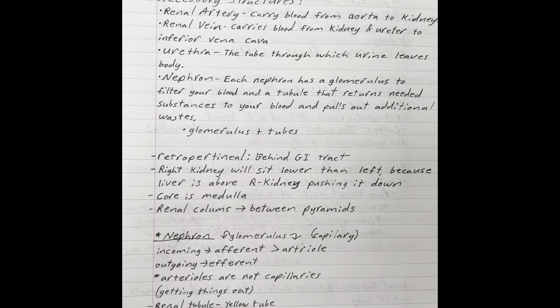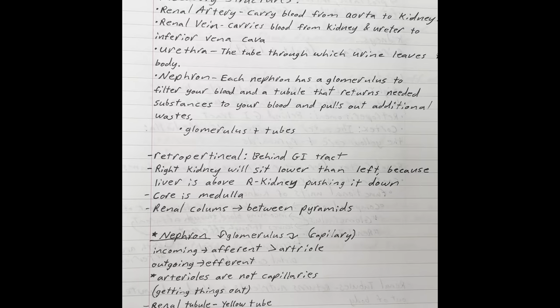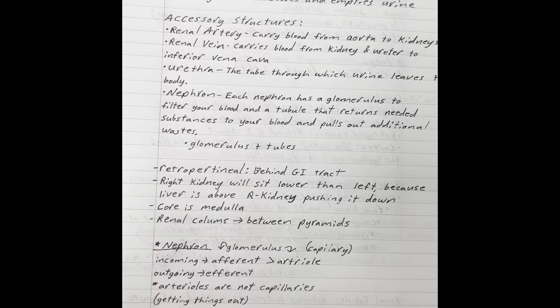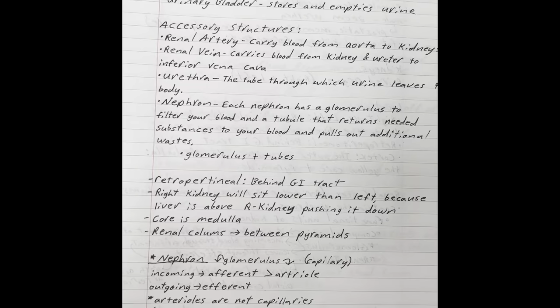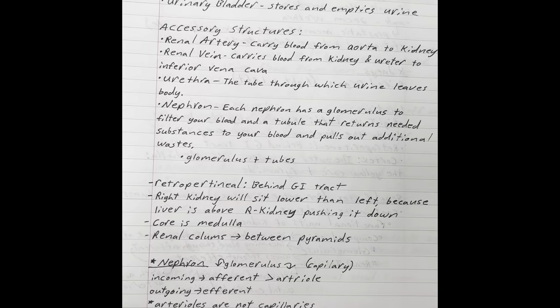Renal tubule, the yellow tube. Interlobar branches lie between the pyramids. Interlobular branches of the afferent arterioles.